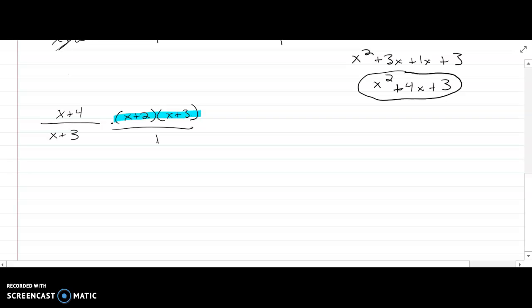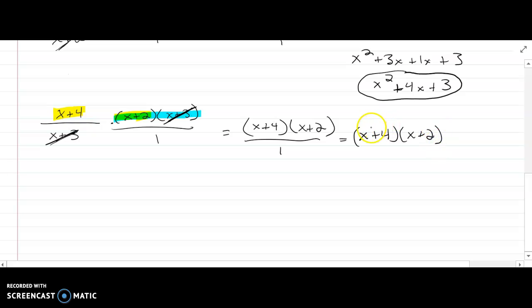Alright, welcome back. So let's look for things to cancel. So I noticed that these x plus 3's cancel. Awesome, then we see that I'm left with this x plus 4, and then this x plus 2. Okay, we're multiplying. We need to multiply those together. We have x plus 4 times x plus 2, over 1. This is equal to x plus 4 times x plus 2.